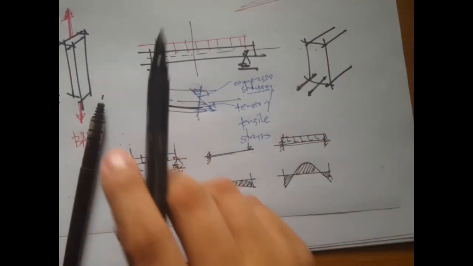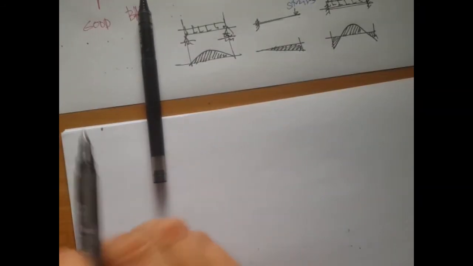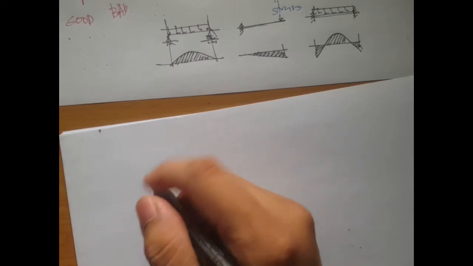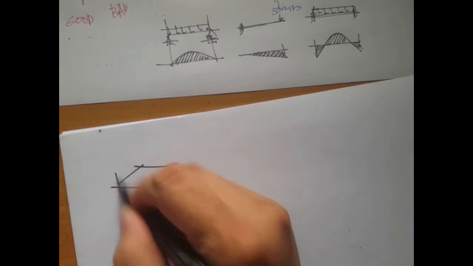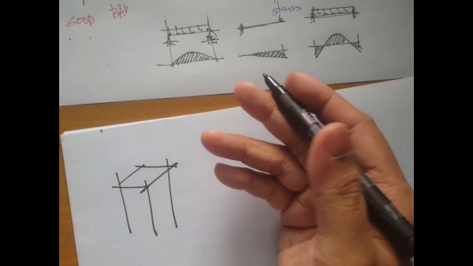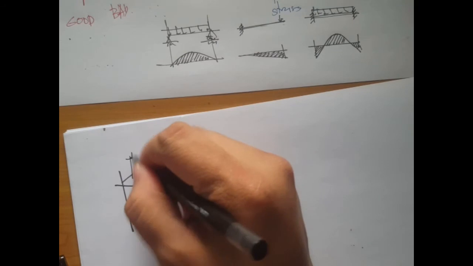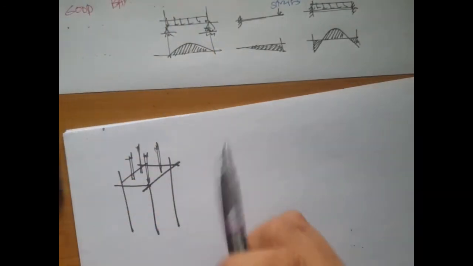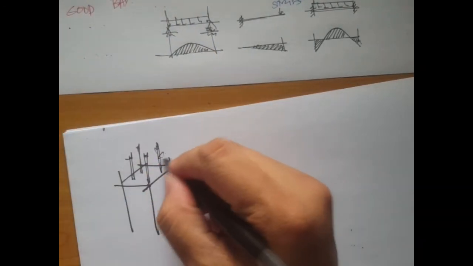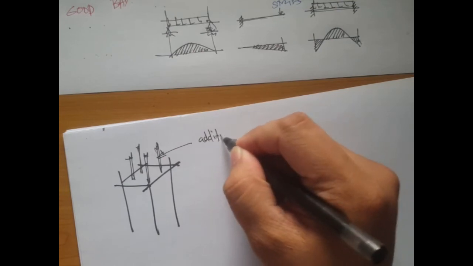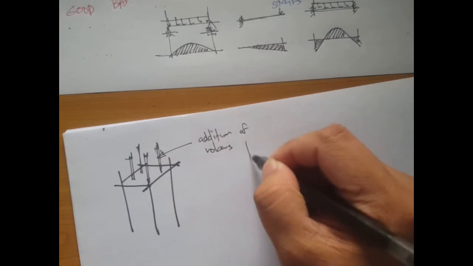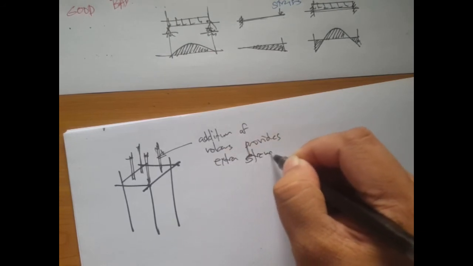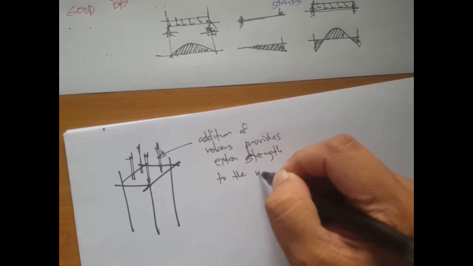Okay, so furthermore, there are also situations where reinforcement bars are added in the compression zone. So for example, in a column, we say that concrete is already strong in compression, but with the addition of, let's say, rebars, so let's just write: addition of rebars provides extra strength to the section, to the member, let's say.